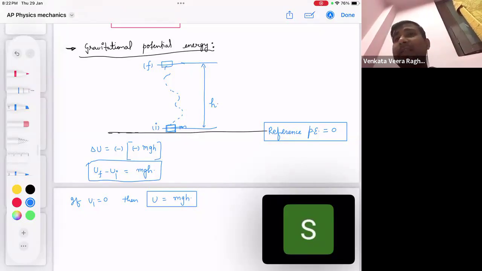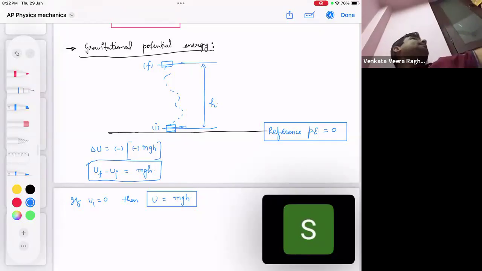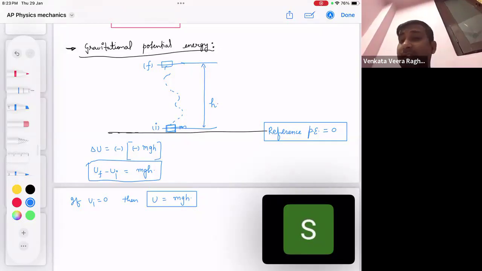But actually when you are writing that, you have taken your reference as the ground, and the ground potential energy you have taken as 0. Understood? But it's not necessary. We can take any point as the reference. Any initial point we can take as a reference, and from that reference, if particle goes h height above, potential energy increases by mgh. From that reference, if the particle goes h depth below, potential energy decreases by mgh.